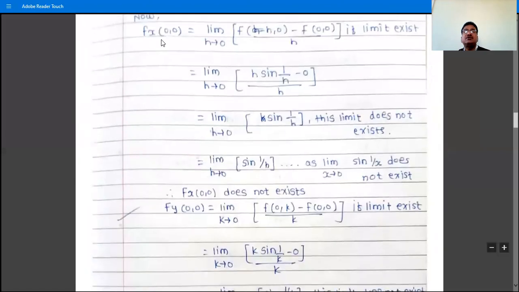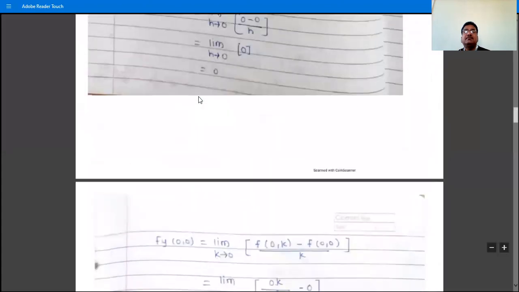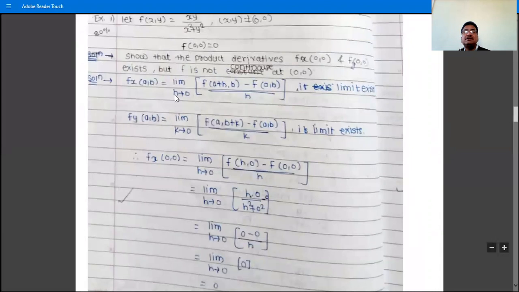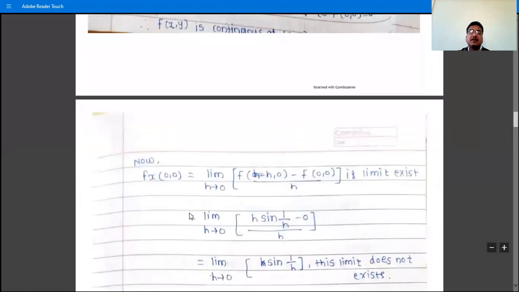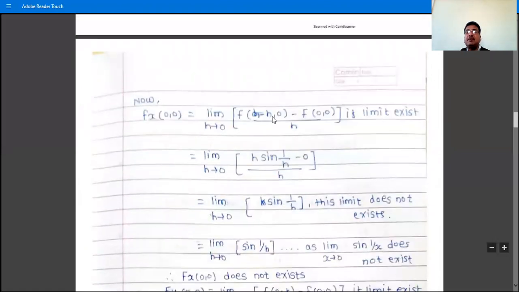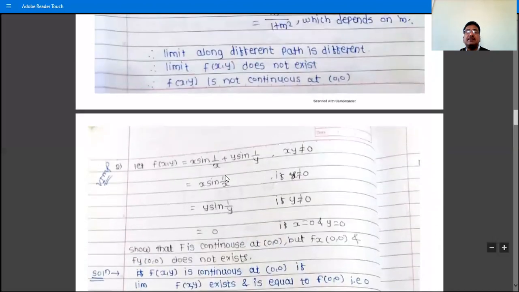So what is fx 0, 0? Use the definition: fx ab is the limit as h tends to 0 of f of a plus h comma b minus f of ab divided by h. Substitute a and b as 0, 0. So fx 0, 0 is the limit as h tends to 0 of f of h 0 minus f of 0, 0 divided by h. So how can we substitute f of h 0? Use this definition, because h is not equal to 0, y is 0.